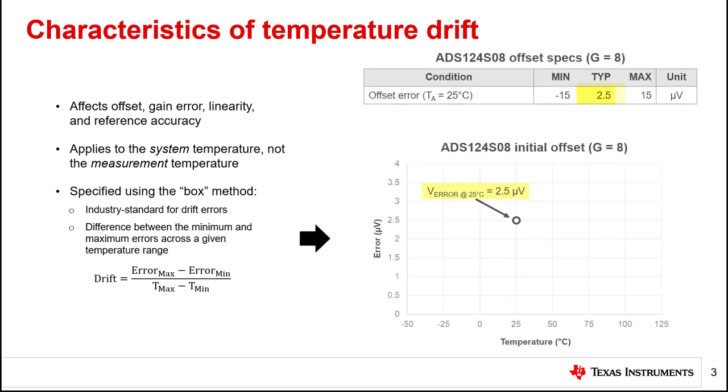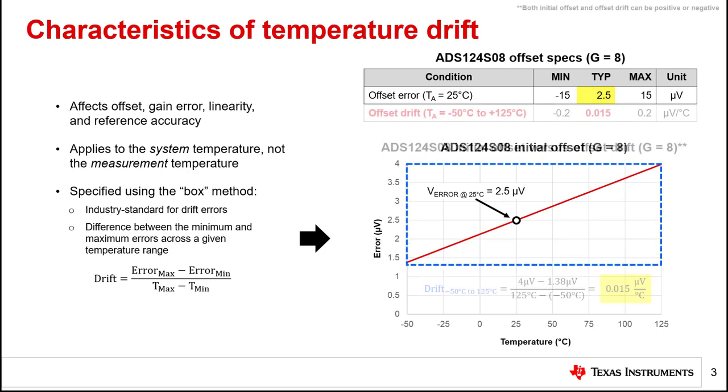As an example, the table and plot on the right show that the ADS124S08's initial offset error at a gain of 8 is 2.5 microvolts. Note that this is specified at 25 degrees Celsius. When we measure the ADC offset error across the entire temperature range, we might get a response similar to the red line in the plot on the right.